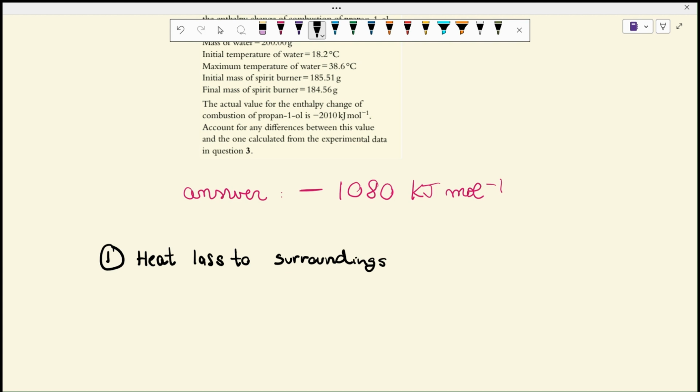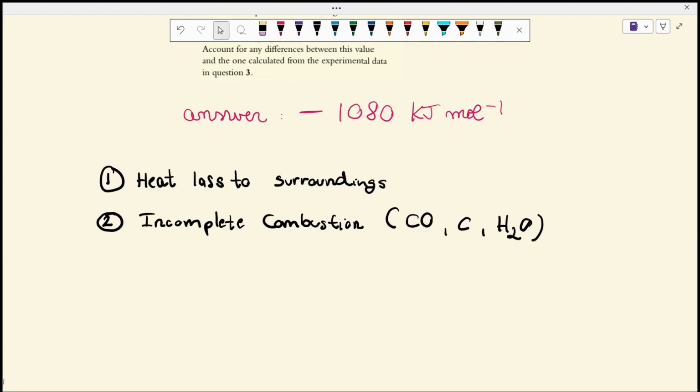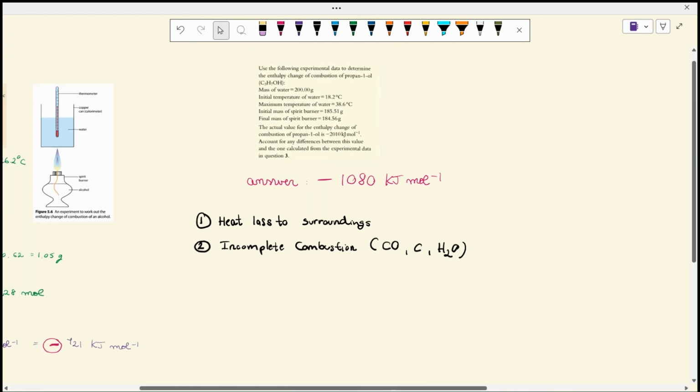Another major problem is incomplete combustion. This is the combustion of the alcohol. If we don't have enough of a supply of oxygen, then some of the alcohol can burn to produce carbon monoxide and carbon as well as water. Those are the products of incomplete combustion. So these are the things that you can talk about to explain the difference between the literature value and the experimental value.